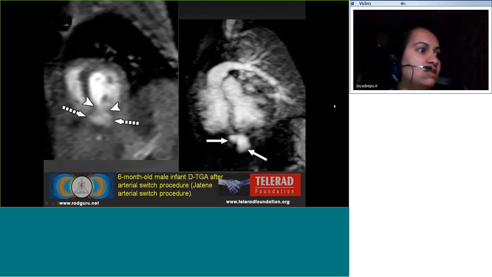Now this is a 6-month-old infant with D-TGA after arterial switch procedure. The echo showed bulging in the inferior aspect of the left ventricle. The MR confirms the same findings, where there is a pseudoaneurysm at the base of the left ventricle. This is the pseudoaneurysm at the base of the left ventricle.